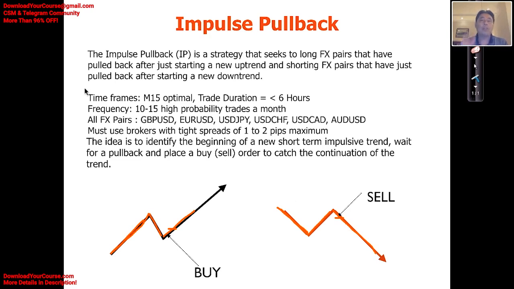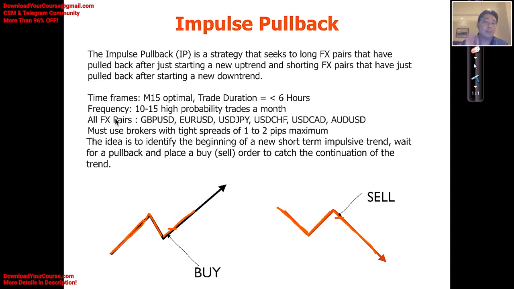So time frames, this works the best on M15 candles, 15-minute candles, and the trade duration is usually less than 6 hours. In fact, most of my trades last for 1 to 3 hours, most of the time, right? When you get in, within 1 to 3 hours you hit your profit target or your stop loss. And rarely will it go on for 6 hours. And even more rare will it go on for more than 24 hours. It usually will end within 24 hours. So it's a day trading strategy.